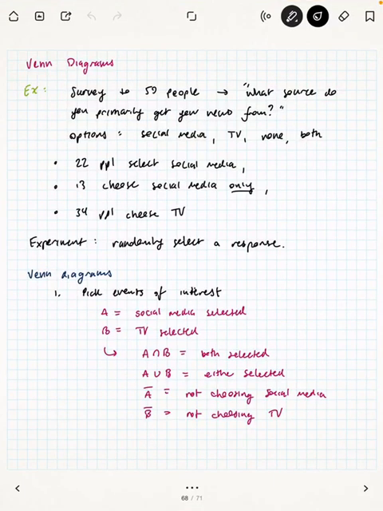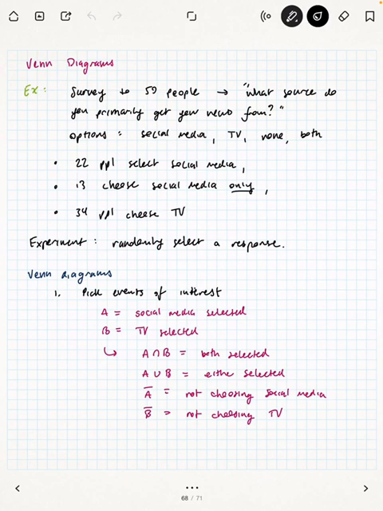All right, now let's talk about Venn diagrams proper. To motivate that, I have an example here where we're giving a survey to 50 people. We're going to assume all 50 actually respond to the survey. And we ask them, what source do you primarily get your news from? The options that they are given are social media, TV, none, or both.